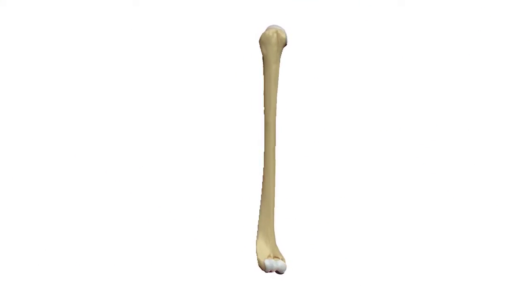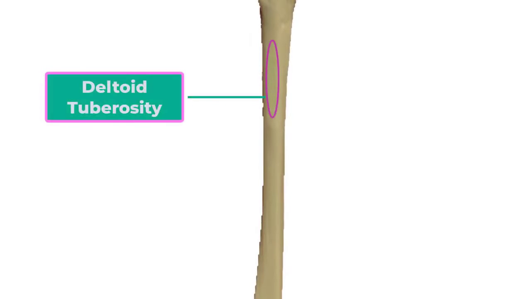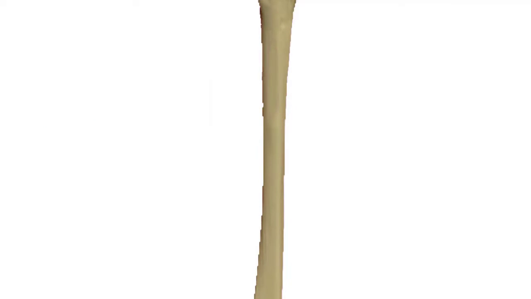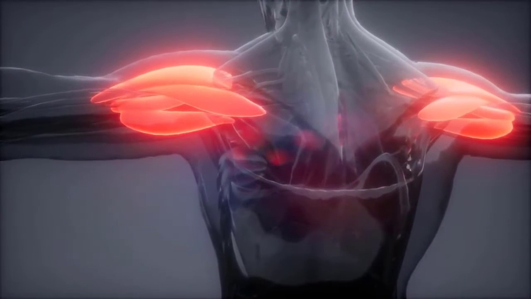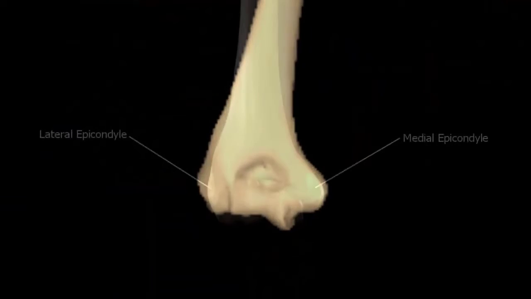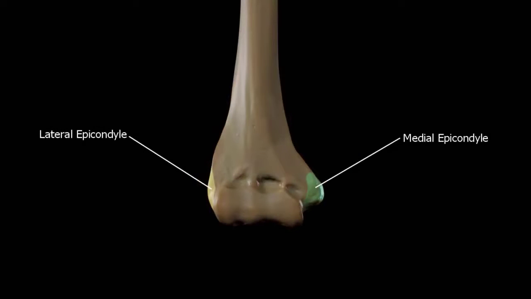The deltoid tuberosity is a roughened V-shaped region located on the lateral side in the middle of the humeral shaft. As its name indicates, it is the site of attachment for the deltoid muscle. Distally, the humerus becomes flattened. The prominent bony projection on the medial side is the medial epicondyle of the humerus.